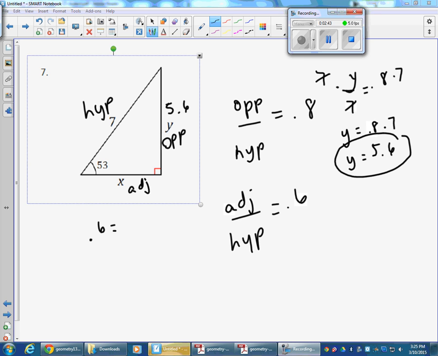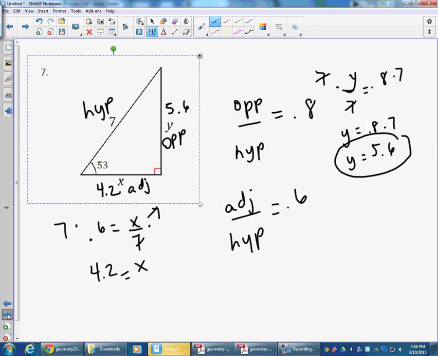So 0.6 should equal the adjacent, which is x, divided by the hypotenuse, which is 7. To solve for x, I'm going to multiply by 7. This cancels out, and I get x equals 7 times 0.6, which is 4.2. Let's make sure that looks good too. It does look a little less than this side, so 4.2 and 5.6 looks pretty good on these problems, and that's correct. So now let's look at number 8.